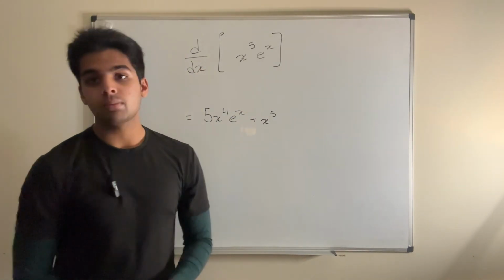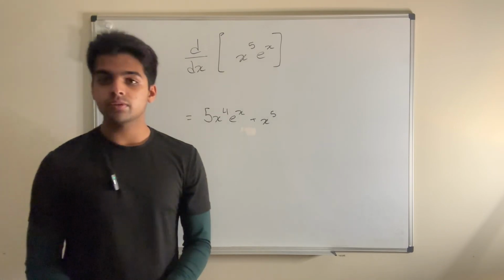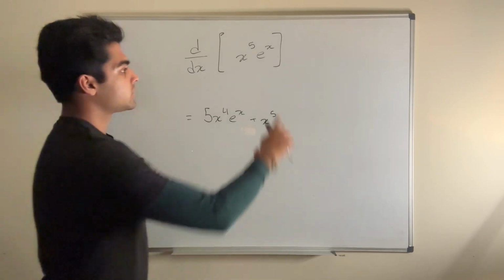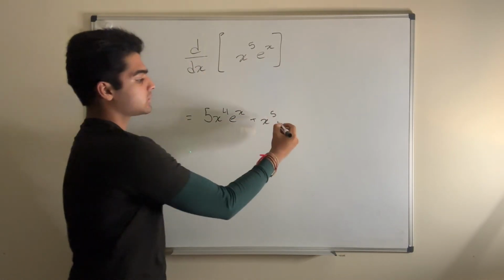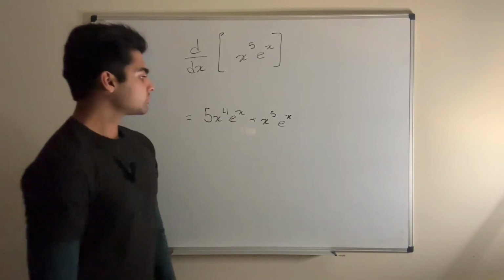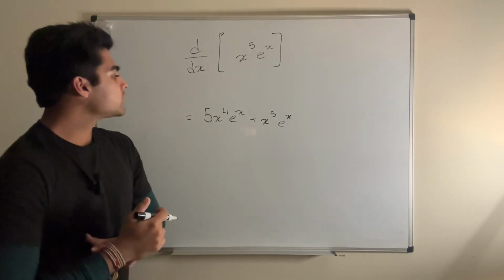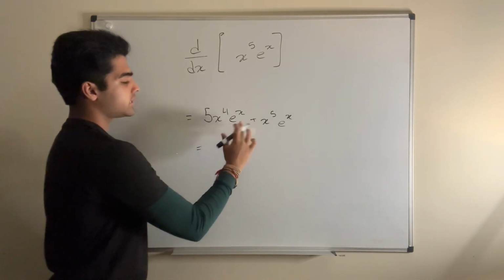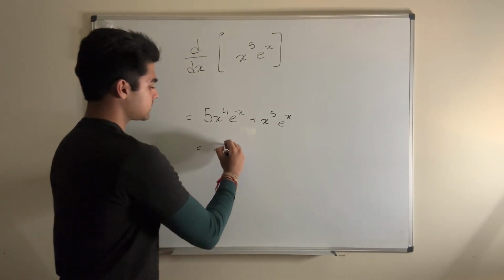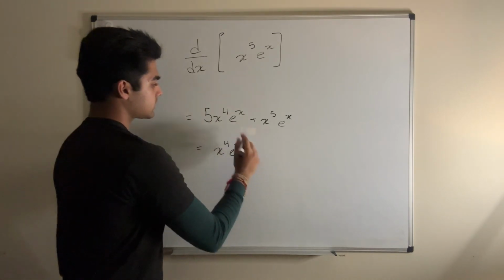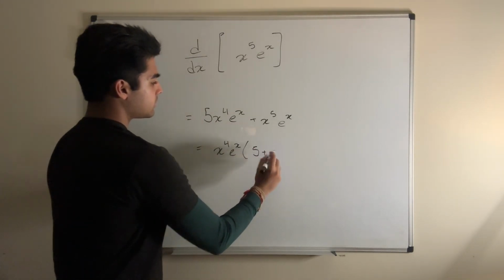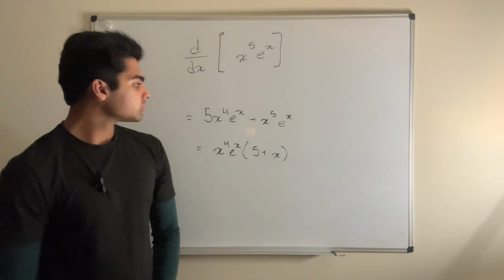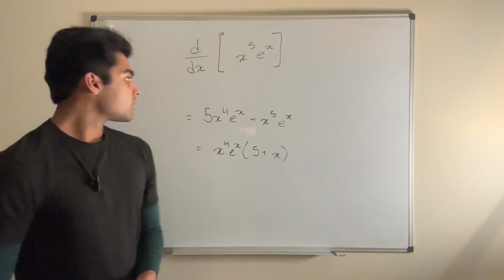Now we remember a really cool property of the exponential function is that the derivative of it is just the same thing, right? So the derivative of e to the x is also just going to be e to the x. And we could factor this further, but we really don't have to. But just to show you what it would be, we could take an x to the fourth and an e to the x out of both terms. So x to the fourth times e to the x, and we'll be left with 5 plus x. So that's all the product rule is.